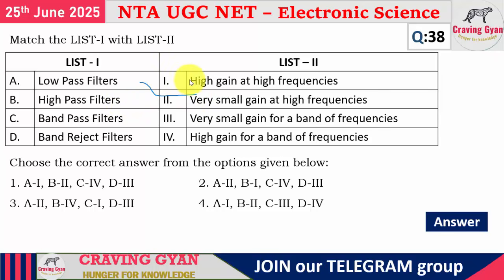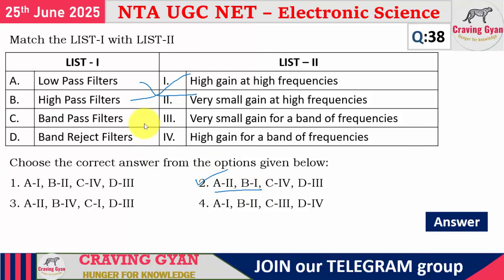High pass filter: high gain at high frequency, and at low frequency it will have low gain. So for A it is 2, and for B it is 1. Option 2 is going to follow.